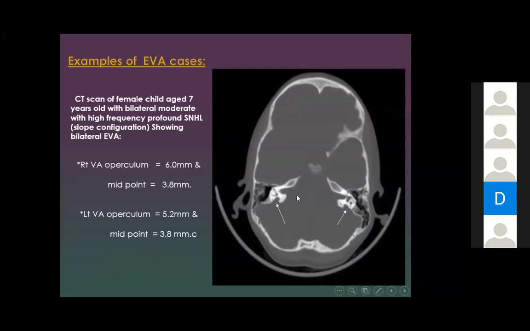This is the signet ring, this is the ring appearance, and this is the posterior canal. And here, this is the posterior canal.